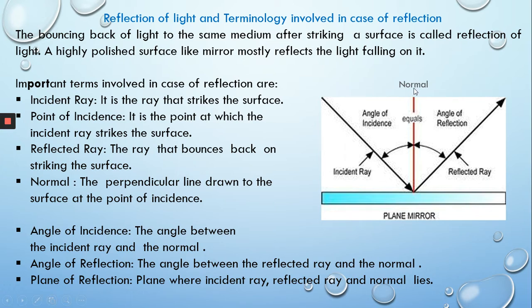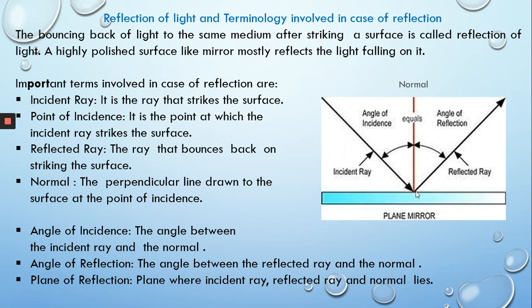Next is normal. It is a line drawn perpendicular to the surface at the point of incidence. For example, if we draw a line perpendicular to any point of the reflector other than this point of incidence, then it is not the normal at the point of incidence. So the normal should be at the point of incidence on the reflector here.